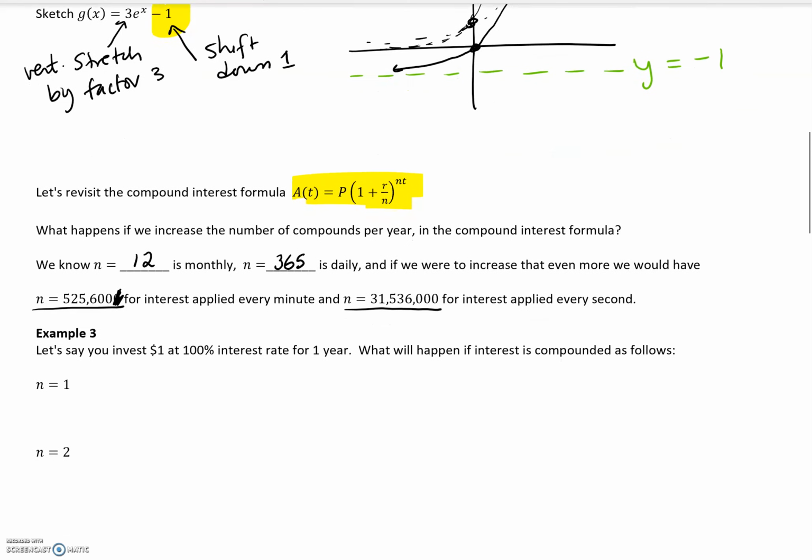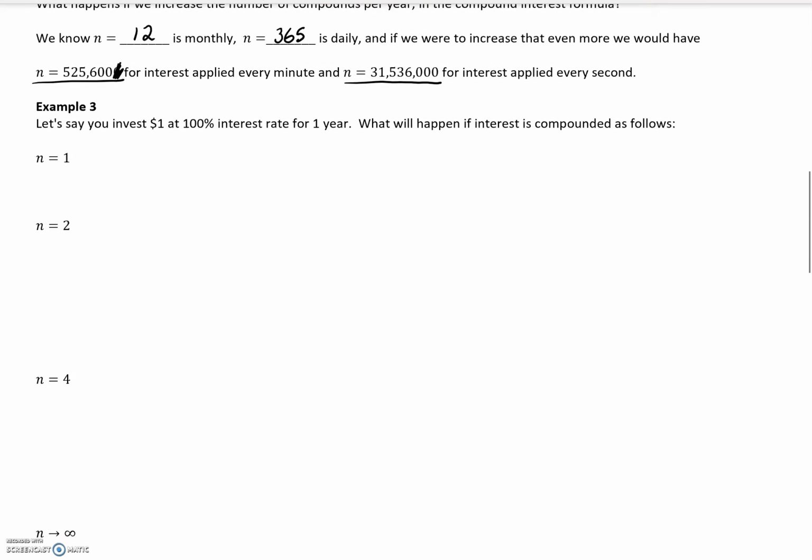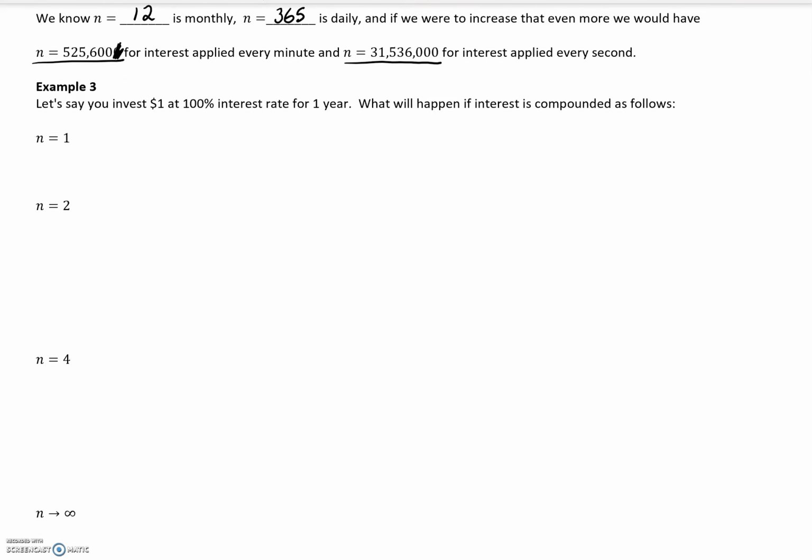So let's look at an example, kind of related to that problem. Say you invest only $1 at 100% interest rate for 1 year. Obviously, you're not going to find that anywhere, because nobody's going to double your money. But let's just look at what will happen to your money if it's compounded as follows: 1 time a year, twice a year, quarterly, or if n gets really, really big.